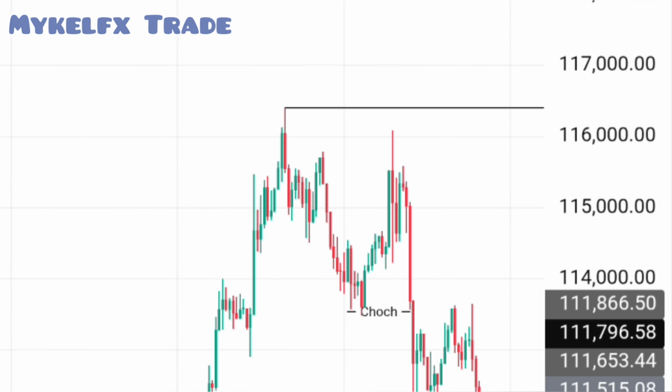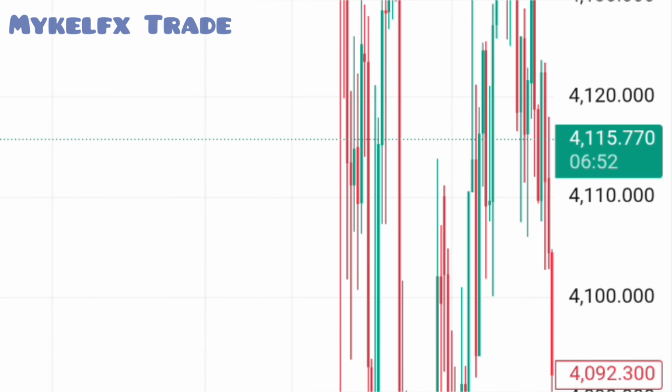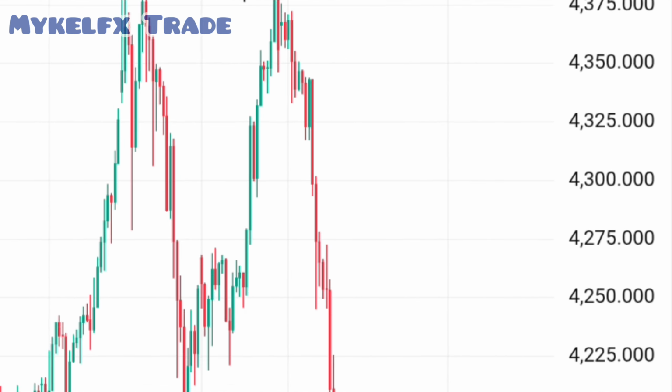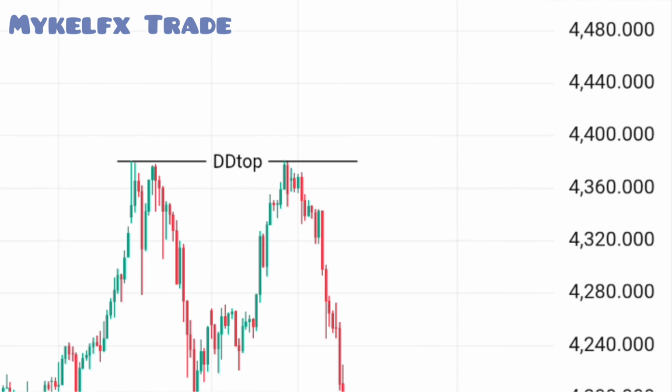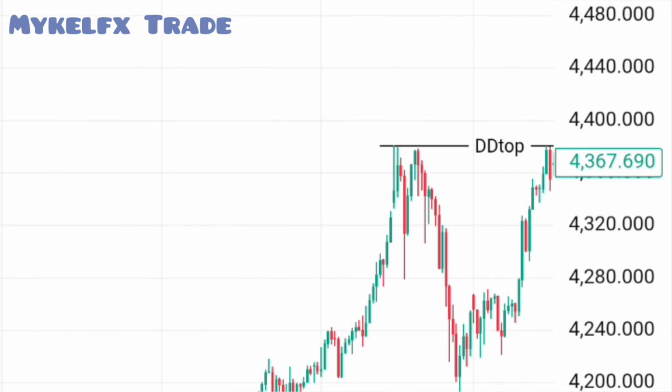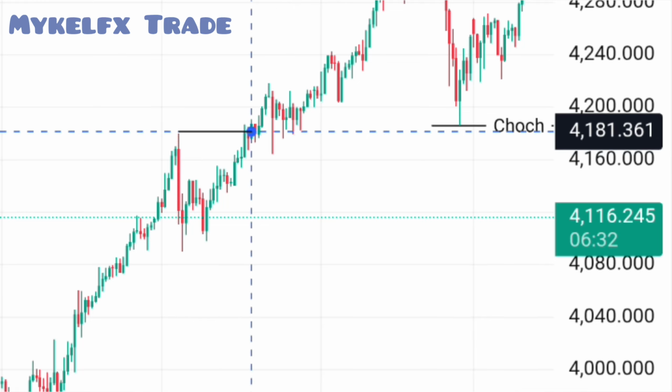I'll be showing you how this can be spotted, and how you can also take advantage of it. Now, if you are trading, you were always taught to put your stop loss above highs, like this. Hope you're seeing what I'm doing.